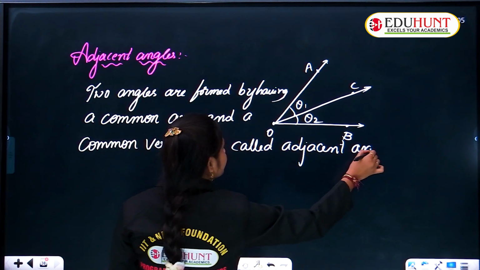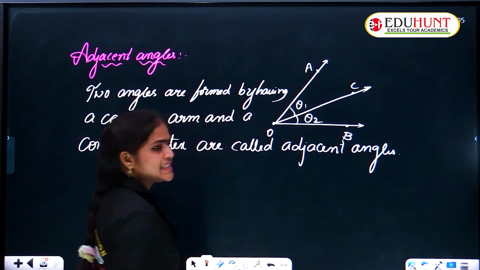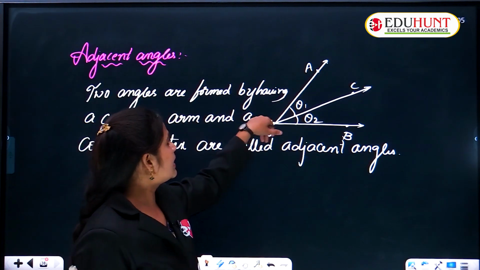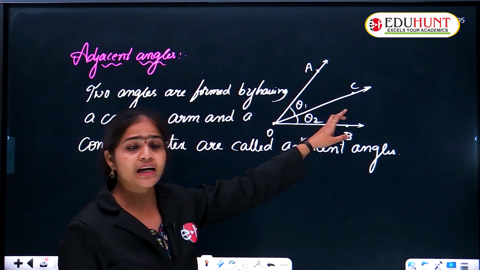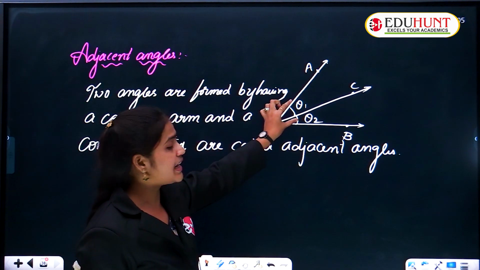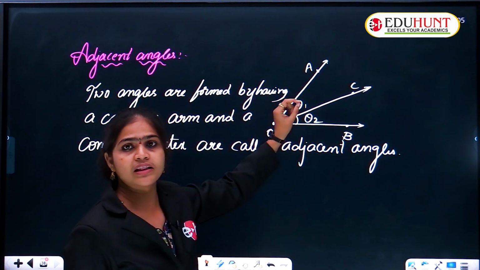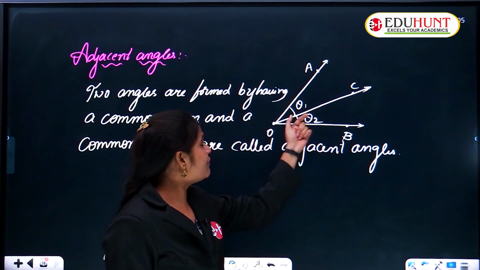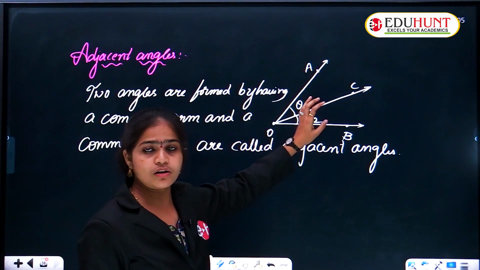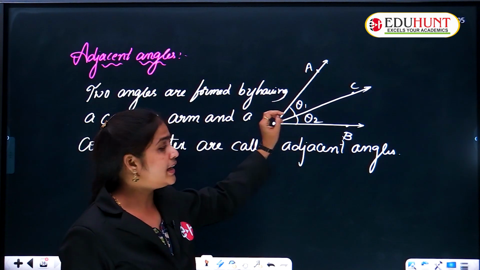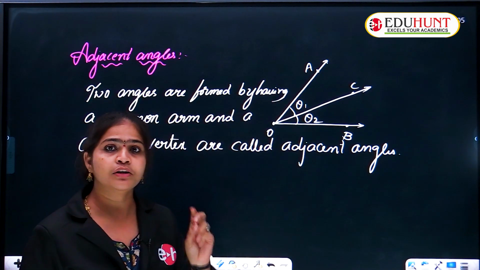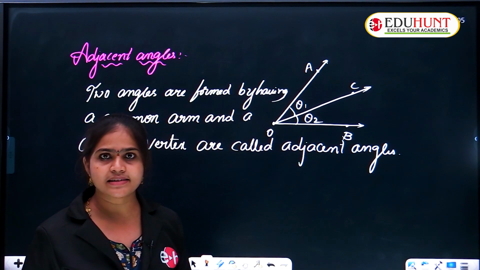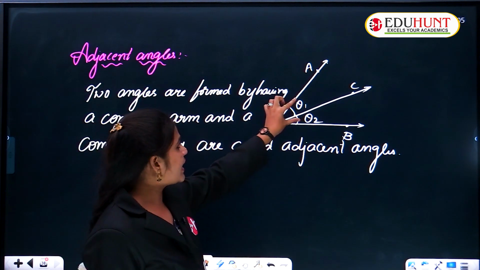What about adjacent angles here? Just like the bisector of an angle, a ray which divides the given angle into two equal parts is called the bisector of the angle. Now here, a ray divides the angle into two parts, not necessarily equal parts. How many angles will be formed? Two angles will be formed. Whether those two are equal or unequal, whatever it may be, two angles are formed.